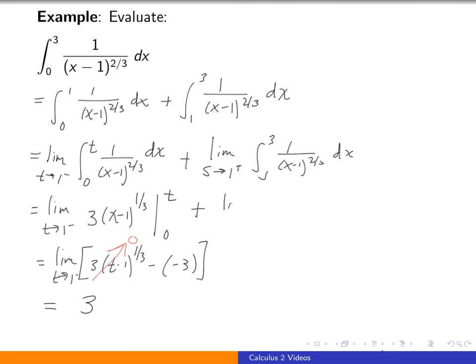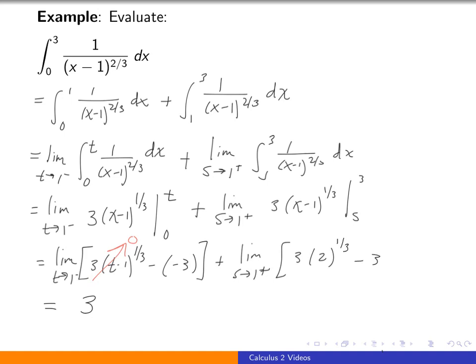So now the antiderivative of 1 over x minus 1 to the 2/3 is 3 times x minus 1 to the 1/3. And we're evaluating from s to 3. So when we plug in x equals 3, we have 3 times x minus 1, which is 2, then raised to the 1/3 power, and we're subtracting away when we plug in s.